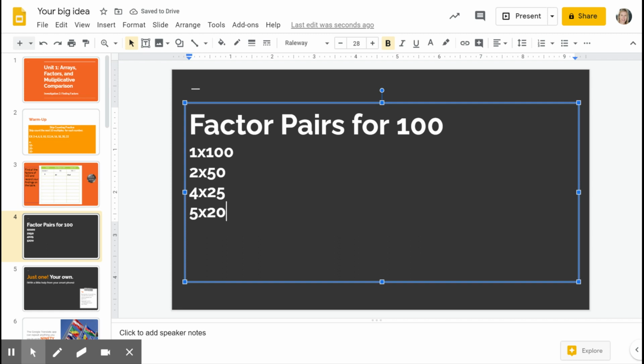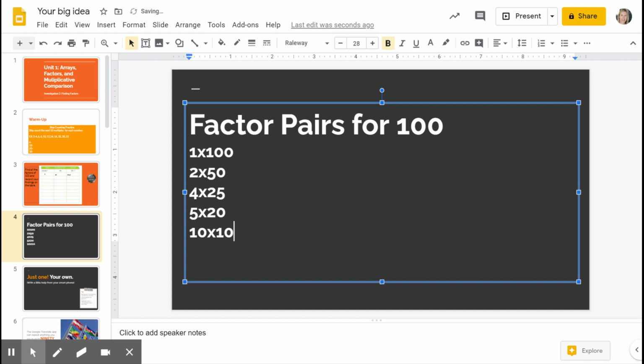Let's keep going. 6 is next. 6 times anything, can it be multiplied to get to 100? No. How about 7? No. How about 8? Nope. How about 9? Nope. How about 10? Well, 10 is a base 10 number, which means you can find multiples of 10. If it's a multiple of 10, it's going to be divisible by 10. And we know that 100 is a multiple of 10. So we can multiply 10 times 10 to get 100.